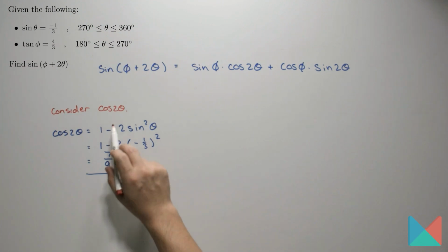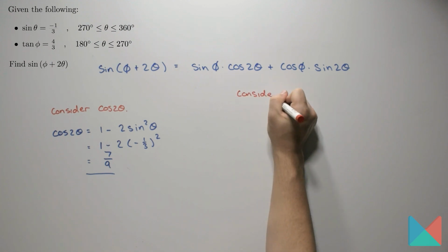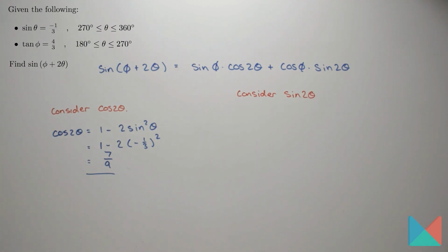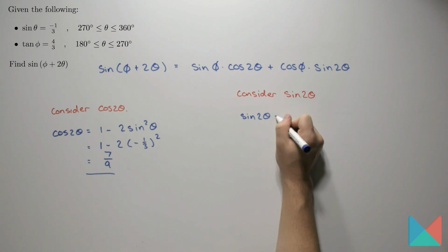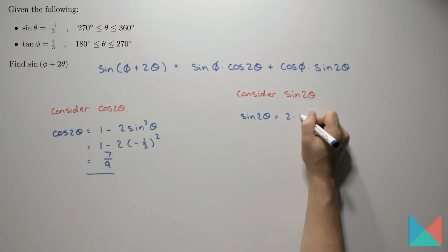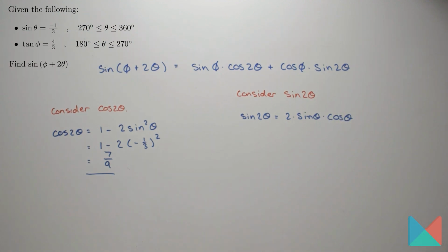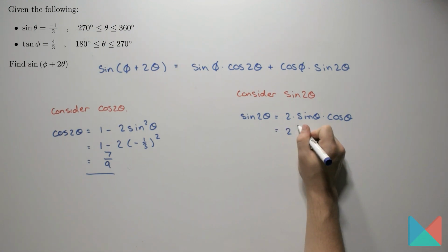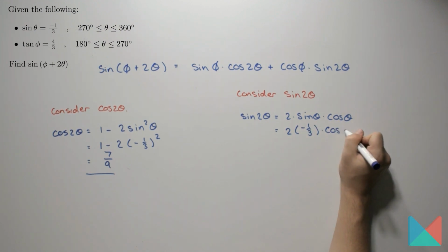Now that we found the value of cos 2 theta, let's consider sine of 2 theta to find the value over here. And so we found from, I think, our first question that sine of 2 theta is equal to 2 times sine of theta times cos of theta. And we know that our question gives us the value of sine of theta equal to -1/3, so we can sub that in. But this time we're unlucky, we have to find the value of cos theta.